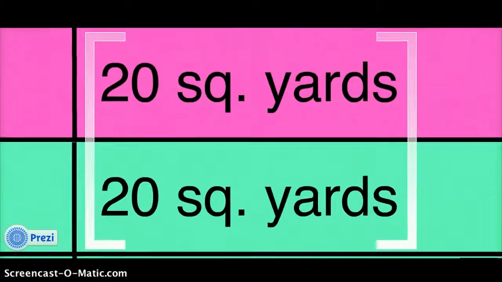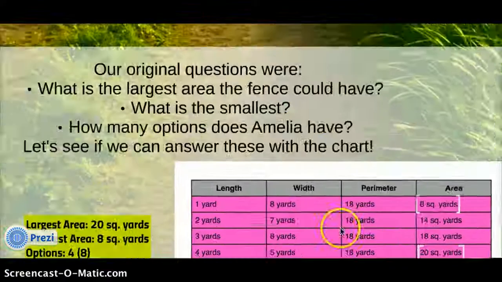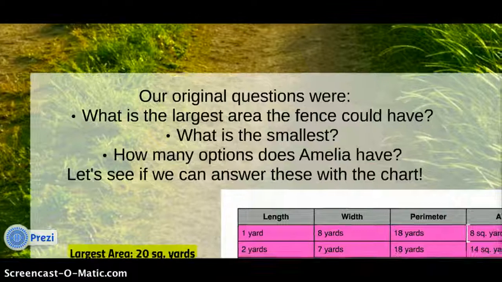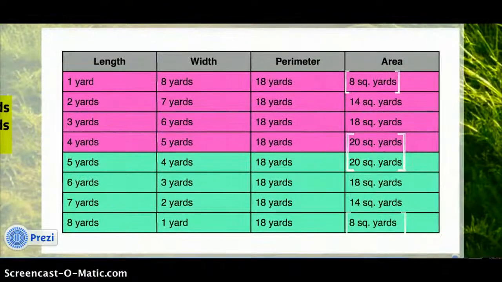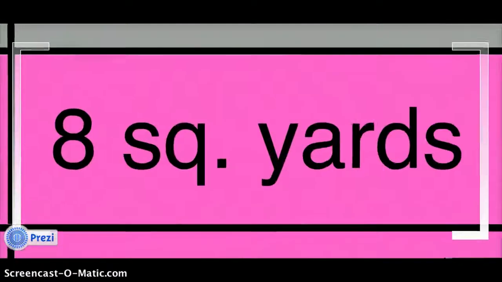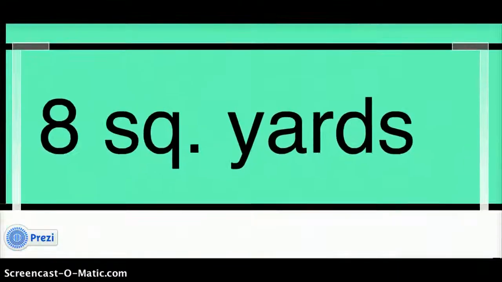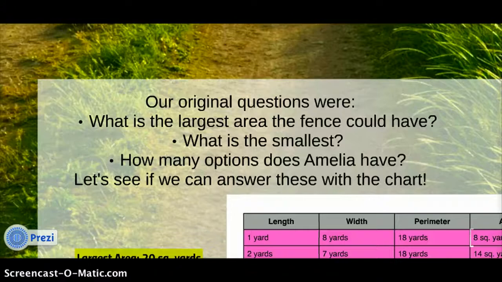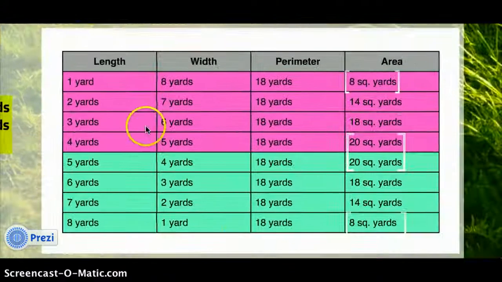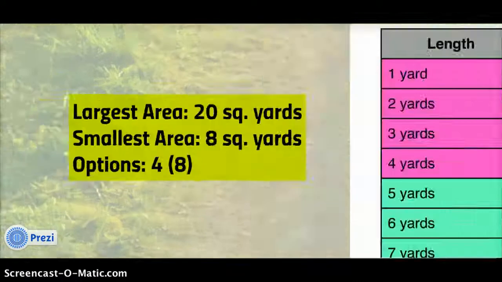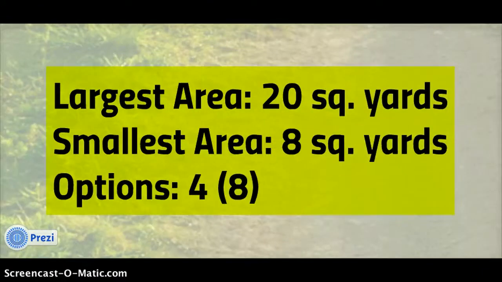Largest area, 20 square yards. Look for the smallest area, 8 square yards. And how many options does she have? Depends on how you count it. We've got 4 options here, 4 options here. If you count these as being different rectangles as these ones, that means that we would have 8 options. There are 4 rectangles altogether though.